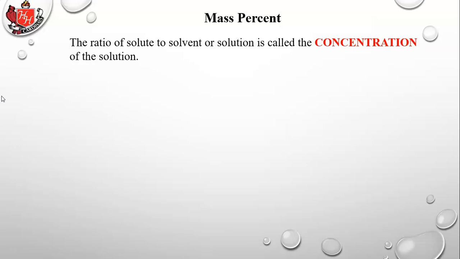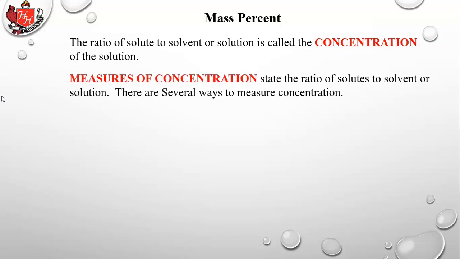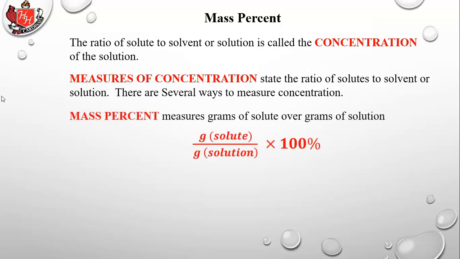Okay, so mass percent. The ratio of solute to solvent or solution is called the concentration of the solution. Measures of concentration state the ratio of solutes to solvent or solution. There are several ways to measure concentration. Mass percent measures the grams of solute over the grams of the solution. So it's grams over grams, and the grams cancel out. You multiply by 100%, or multiply by 100 and put a percent sign, and that tells you what percent of the solution is your solute.